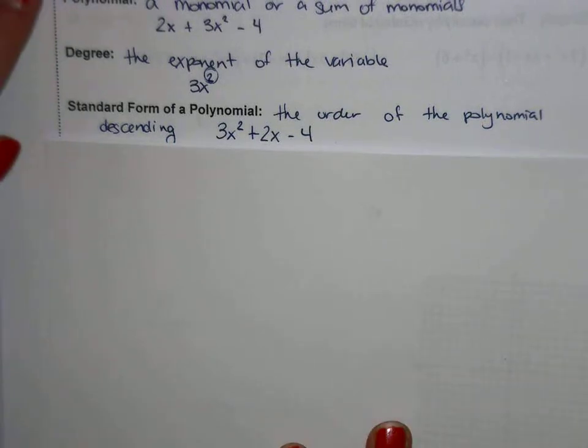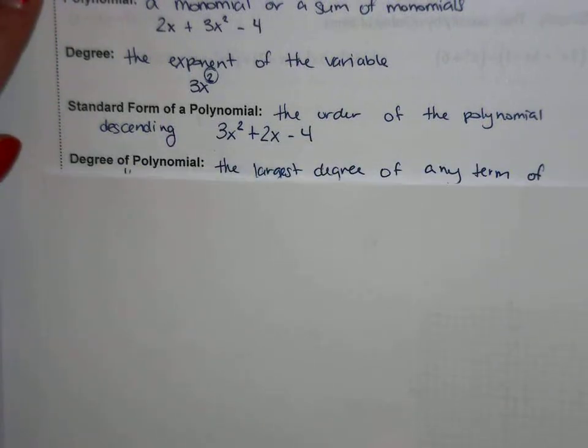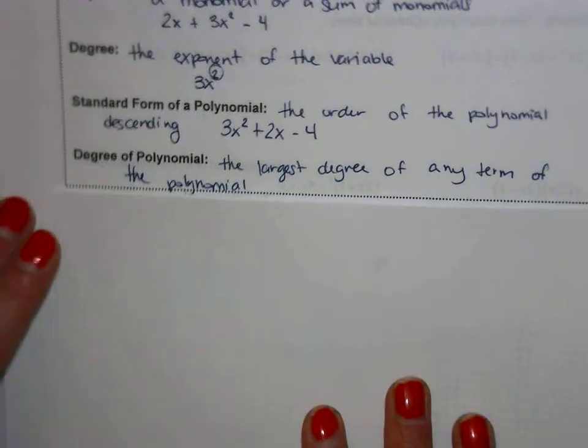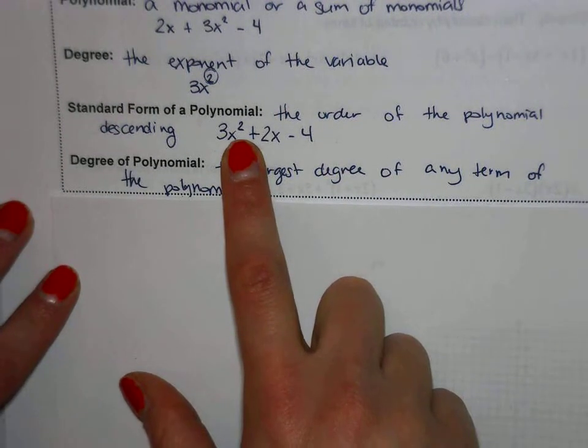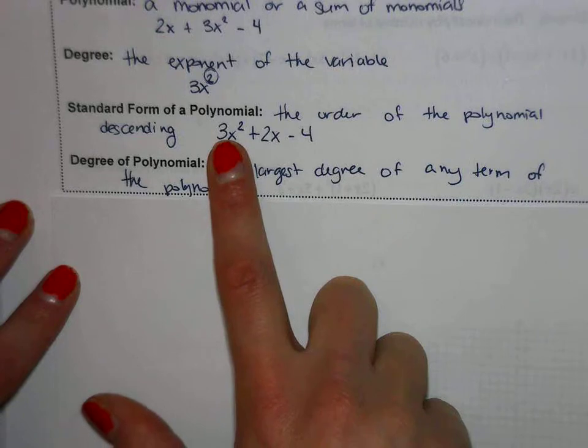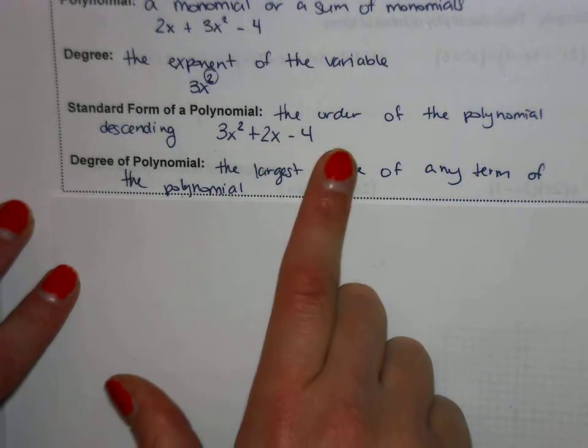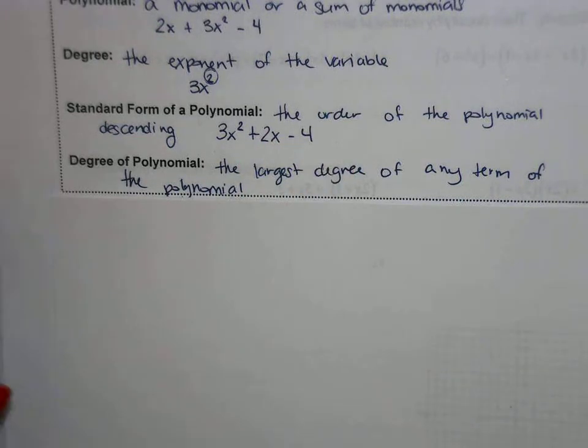The degree of the polynomial is the largest degree of any terms of the polynomial. So for instance, looking at this, our highest degree of all three of these terms is a 2. This one has a degree of 1, this one has a degree of 0. So let's look at classifying.